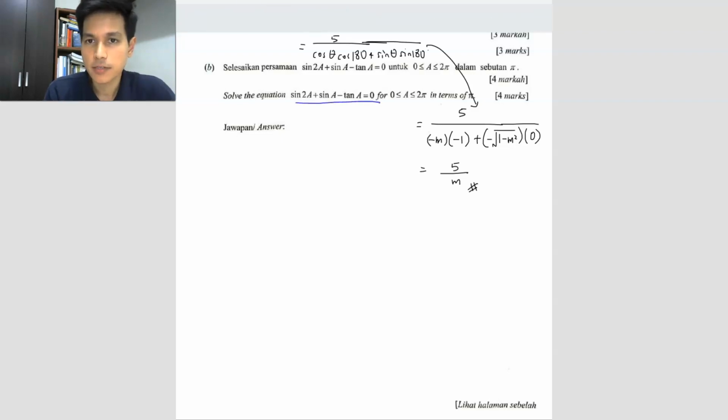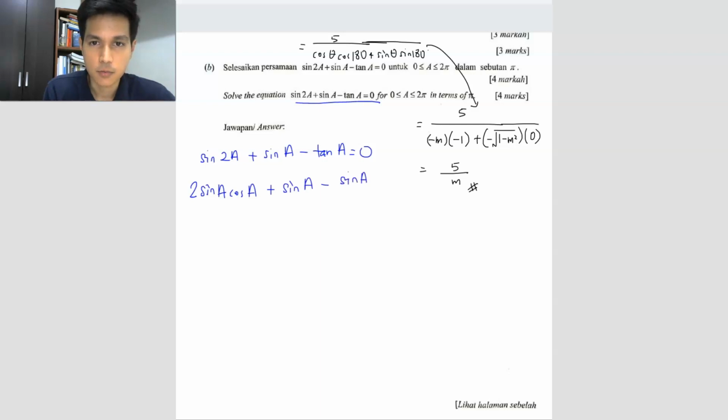They want you to solve in terms of pi. So that means you don't have to expand the pi, so it's only in terms of pi. So sine 2a plus sine a minus tangent a equals 0. So you have sine and tangent. What you can do is change everything in terms of sine and cos. So sine 2a, you can use the property. So you get 2 sine a cos a plus sine a minus tangent, which becomes sine a over cos a, equals 0.